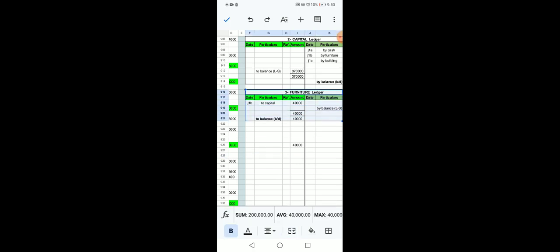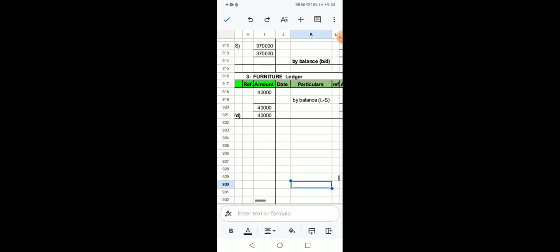Purpose is sorted out. Mark it as done by putting a closing line after it. So these balances were written just for reference. Now they are not needed to be written over here. So you may erase these totals, not required. Erase them. So the third ledger, furniture, is completed, and we are now going to start our fourth ledger.